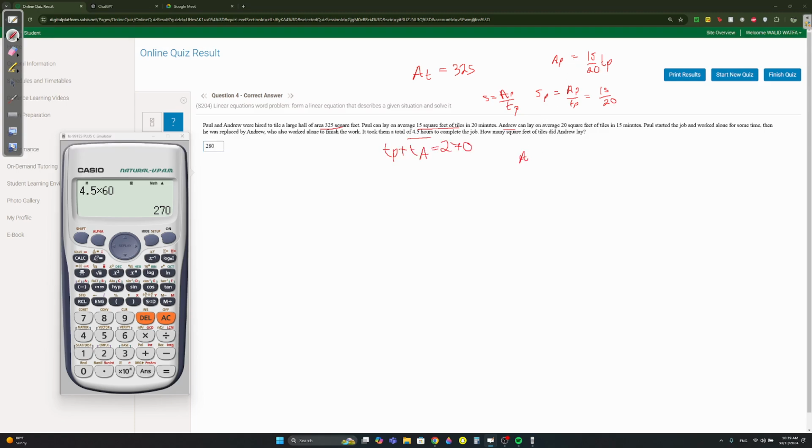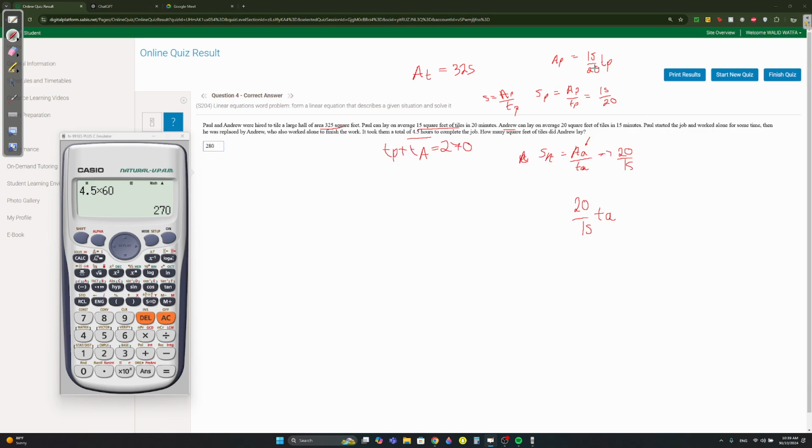How about Andrew? The speed of Andrew is going to be the area of Andrew divided by the time of Andrew, right? How much was he? 20 over 15. Can I find now the area of Andrew, an expression? Yes, because area of Andrew is going to be equal to speed of Andrew times the time of Andrew. So it's going to be 20 over 15 time of Andrew.